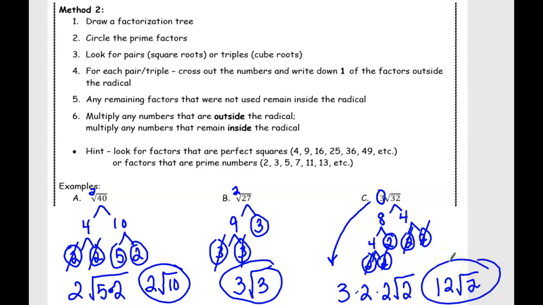Okay, so there's our 3 examples. Now at any point, I highly recommend pausing this video and trying some of these on your own. But I'm going to fly through this kind of fast just for purposes of the video.